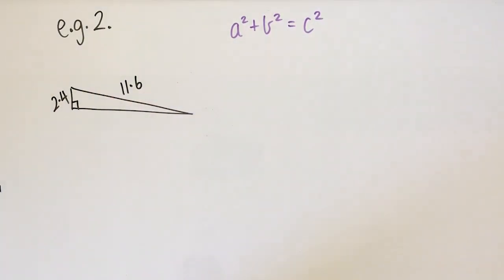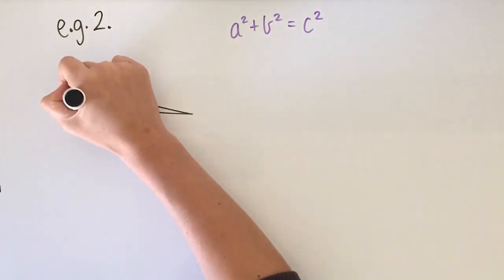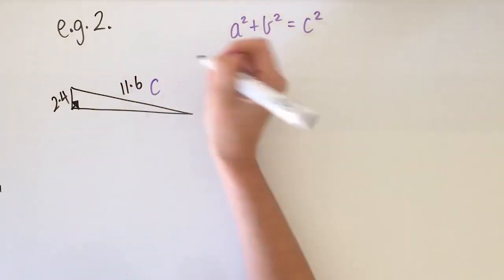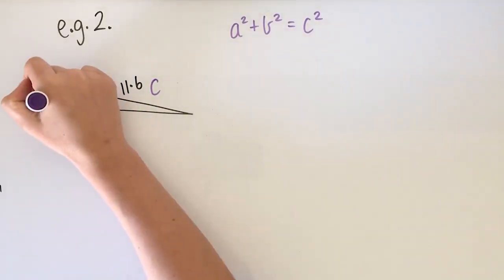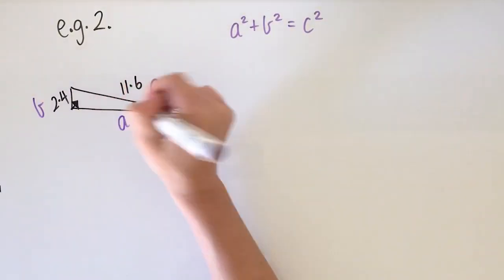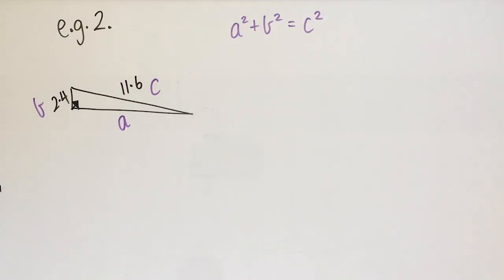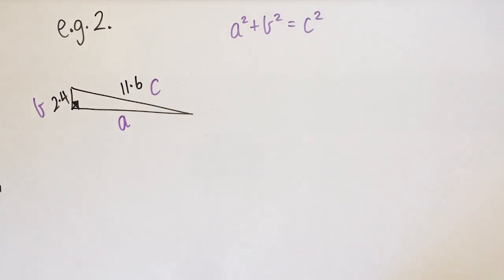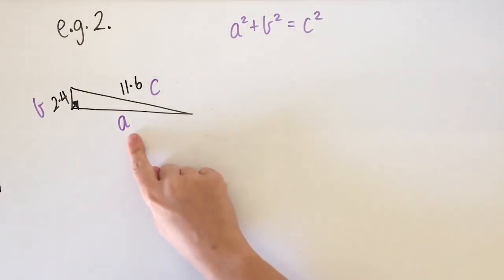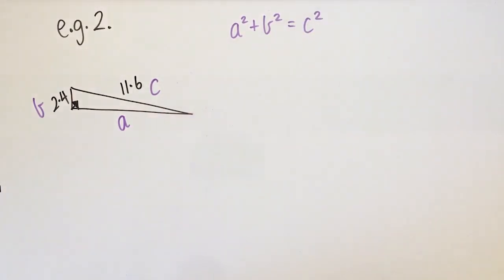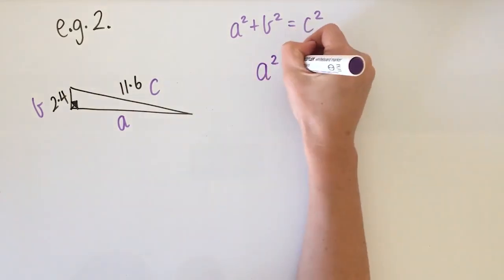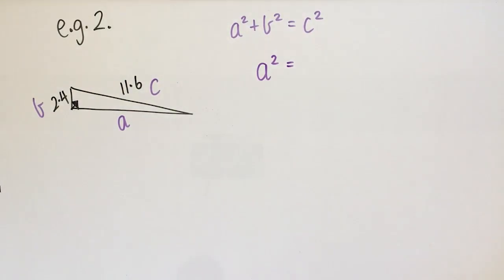The next thing I'm going to do is label my sides A, B, and C. Remembering the hypotenuse is the longest side and it's opposite the right angle. So that is C. This I'm going to make B and this I'm going to make A. It doesn't really matter which is A or B. This time I've made the unknown A. All right, so if A is the unknown, I'm trying to find A.